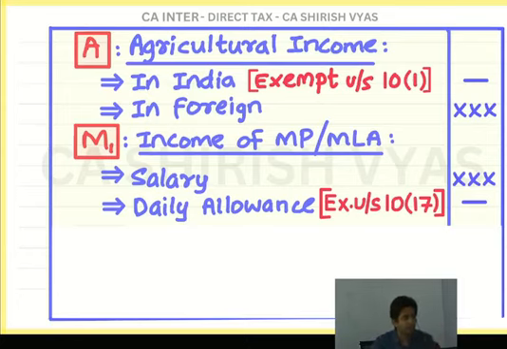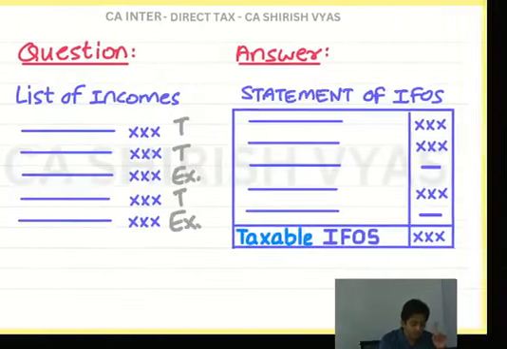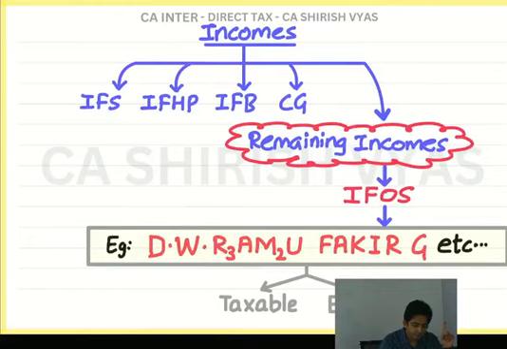The bracket will change. Then in RAMU, the next alphabet is again M. No, there are two M's. Look at the keyword. So first was MPMLA. That was one only, MPMLA point. Second is income of a minor child.